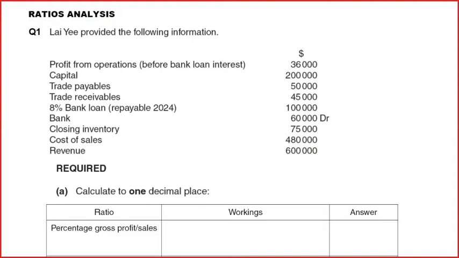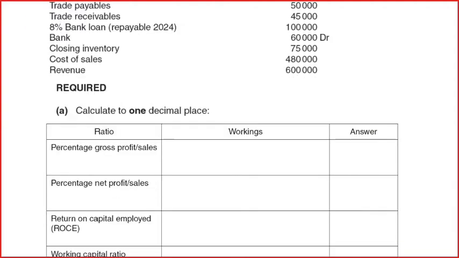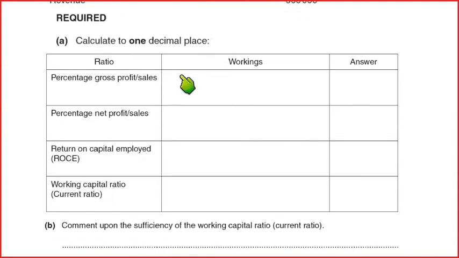Now, what do we need to find? We need to find some of the figures. Firstly, we have gross profit to sales percentage, that is GP margin, and we need to calculate to 1 decimal place. Then we have net profit to sales, that is NP margin. Then we have ROCE, return on capital employed. Then we have current ratio, also known as working capital ratio. Then we have some theoretical requirements as well, so as to interpret what these ratios mean.